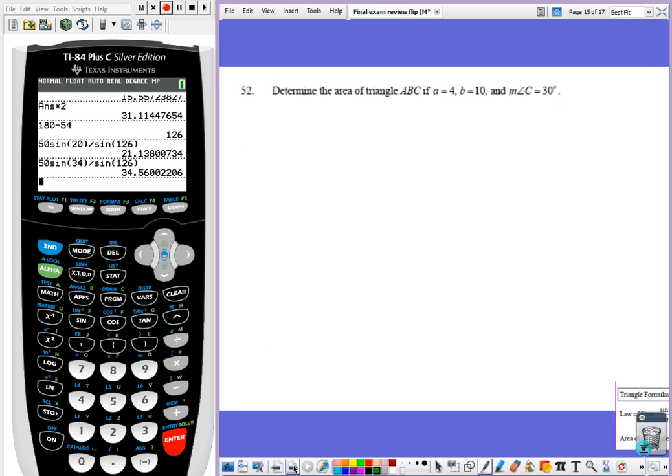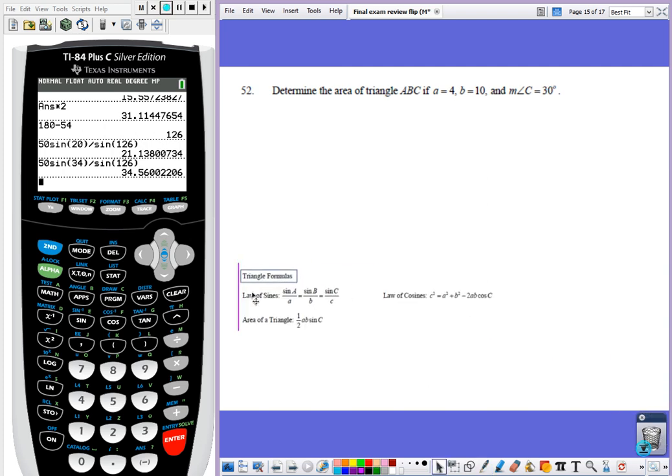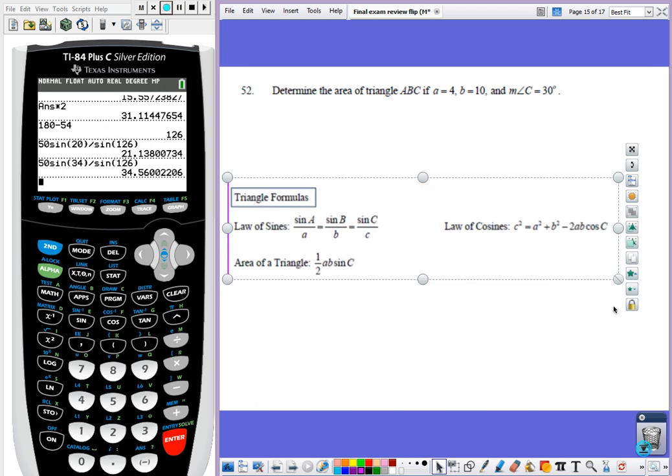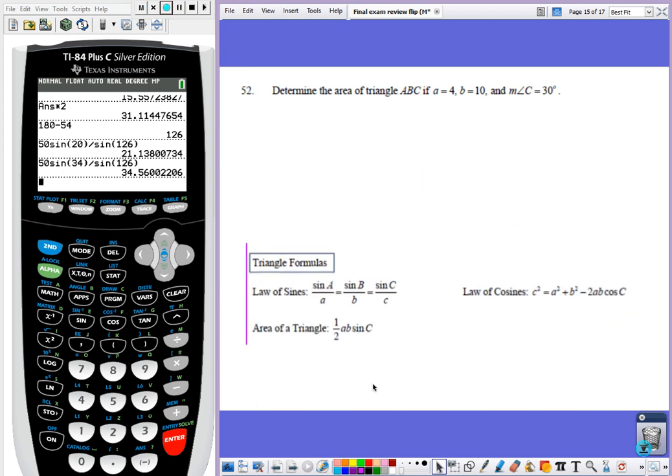Determine the area of that triangle. Oh, look at that, A, B, and angle C. So we just use our formula sheet, and here we go. I'm even given the area formula. The area is 1/2 AB sine C. So 1/2 of A times B times the sine of angle C.